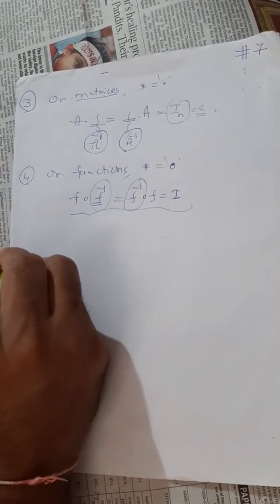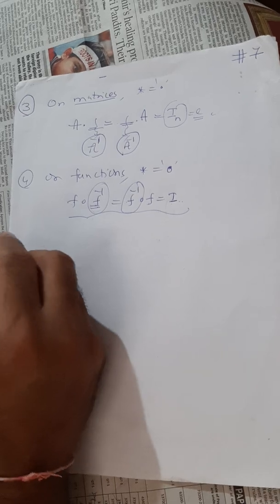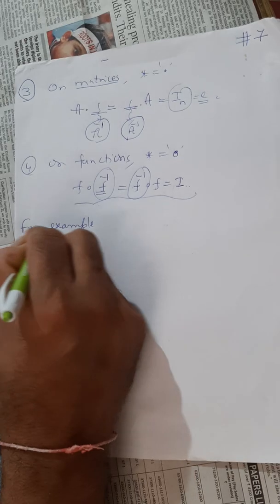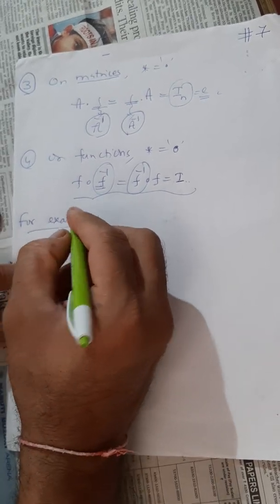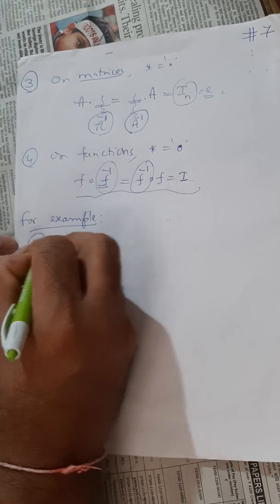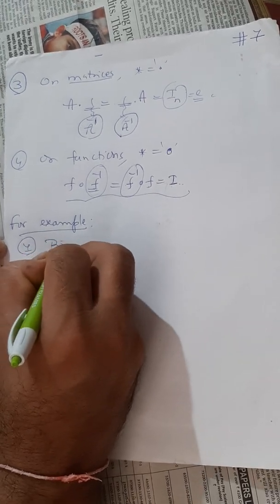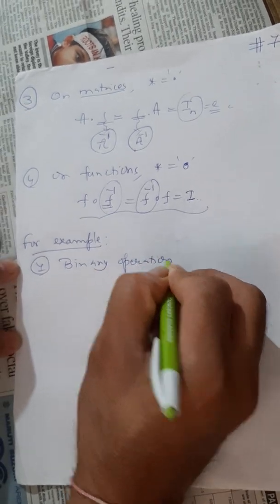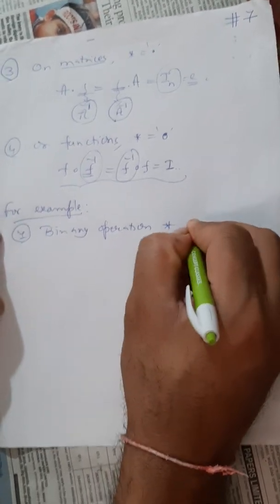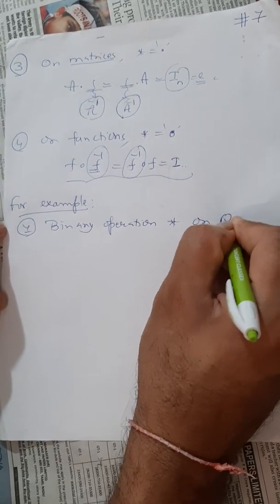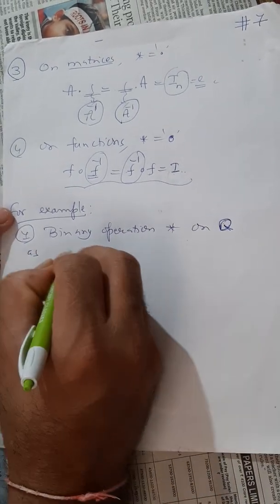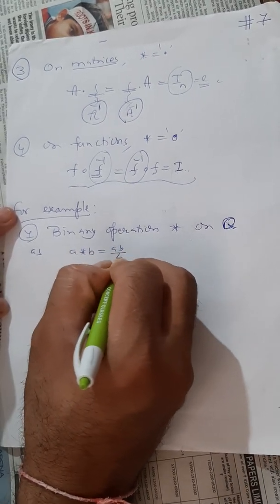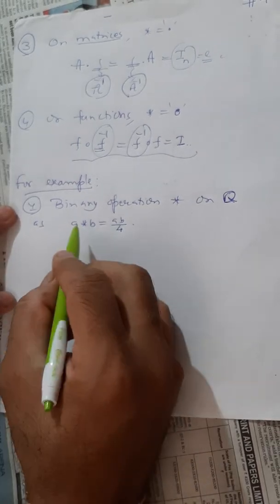Now, if I take a simple example here, for example, let me take one example here. Binary operation. You are given the binary operation asterisk on Q. Q means the set of rational numbers, you know, as A asterisk B equals AB by 4. This is given to you.